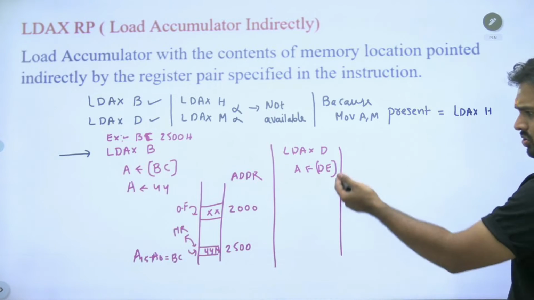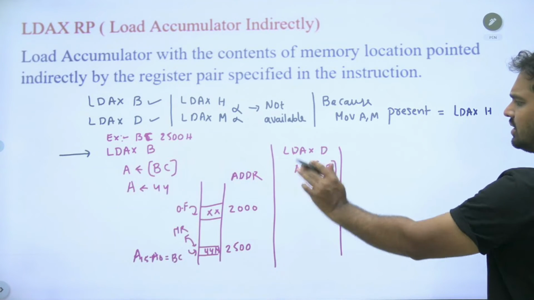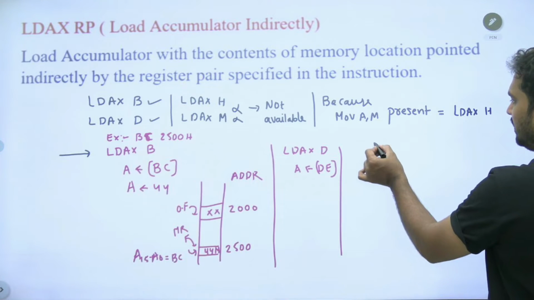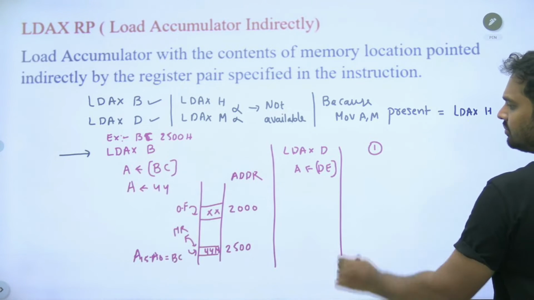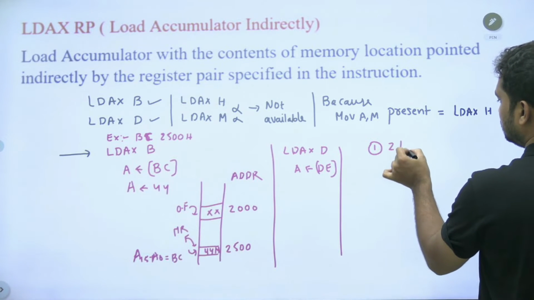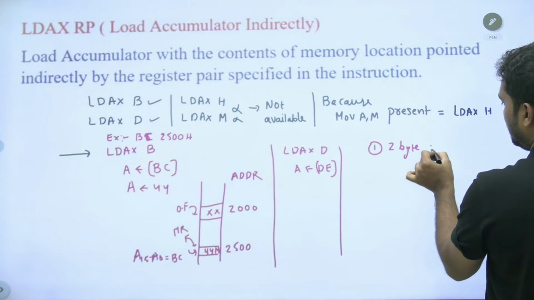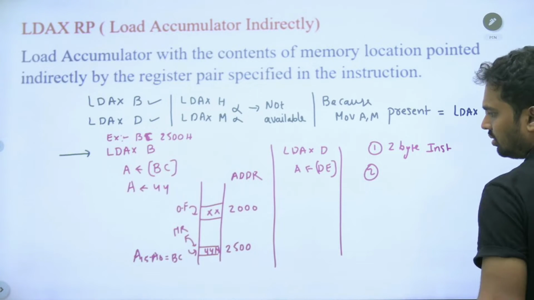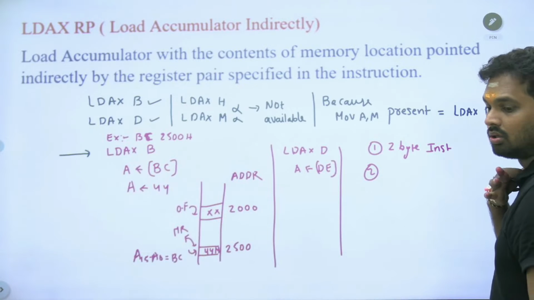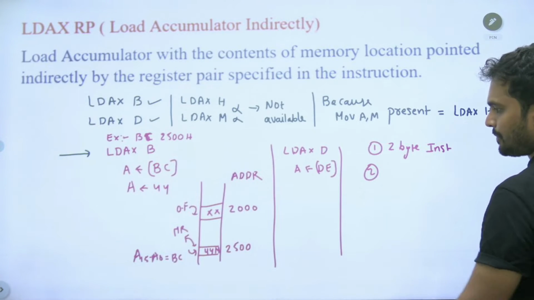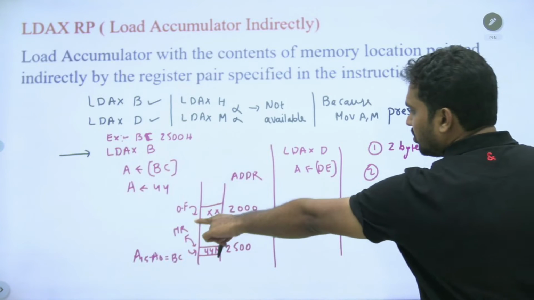Here, same story, it will happen, but DE comes in place of VC. Now, one thing, how many bytes is it? 1 and 2. It's a 2-byte instruction, right? 2-byte instruction, and how many machine cycles? 2 machine cycles only, no? Opcode fetch and memory read.